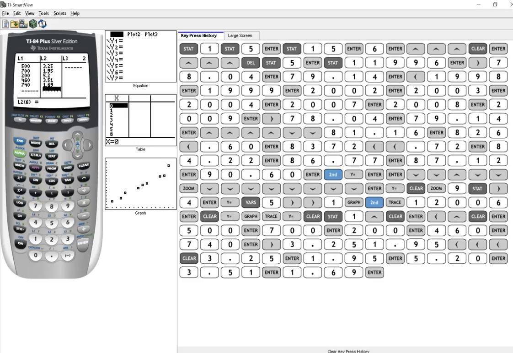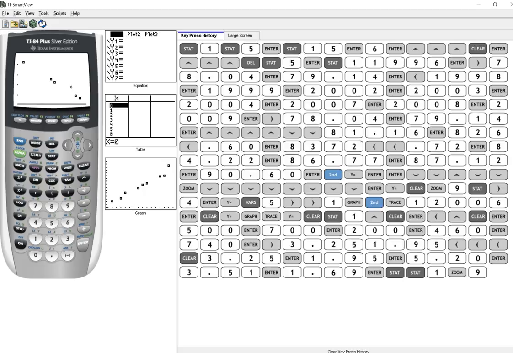Once you have all your data in here, you're going to click on Zoom 9 and that'll give us our data points. Now you can see our data points are going in a different direction now. That's okay. That just is telling us that as we buy more shirts, the price per shirt is going to decrease, which is how a sale works. So that's good. So now, how do we get that regression equation?